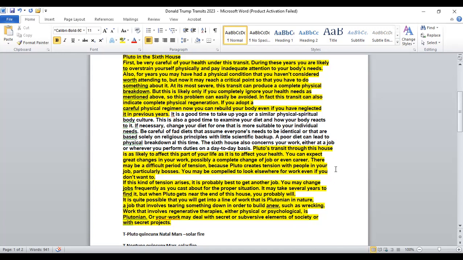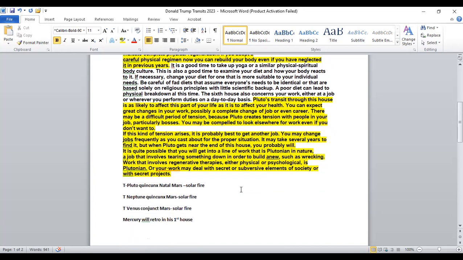This is interesting too. It is quite possible that you will get into a line of work that is Plutonian in nature, a job that involves tearing down something in order to build anew, such as wrecking. Well, that's what they say. But this is interesting because he talks about that a lot, and he's into construction. So work that involves regenerative therapies, either physical or psychological, is Plutonian. Or your work may deal with secret or subversive elements of society or with secret projects. Very interesting.